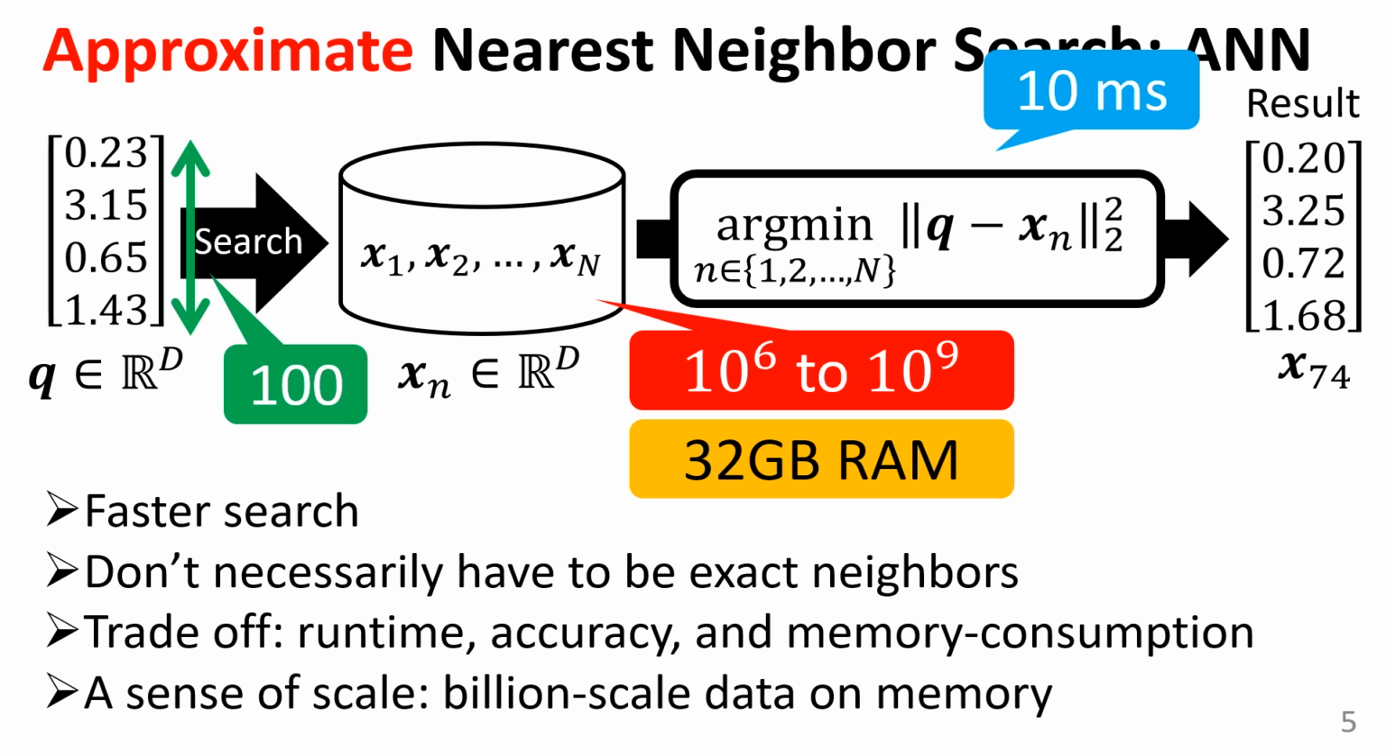This is a sense of scale. In this tutorial, we are considering billion-scale data, and everything is in memory. Dimensionality is 100 or so. The number of items is 10 to the 6 to 10 to the 9. Memory consumption is like 32 gigabytes of RAM, so it's a usual computer level. The runtime is like 10 milliseconds, so millisecond level, right?